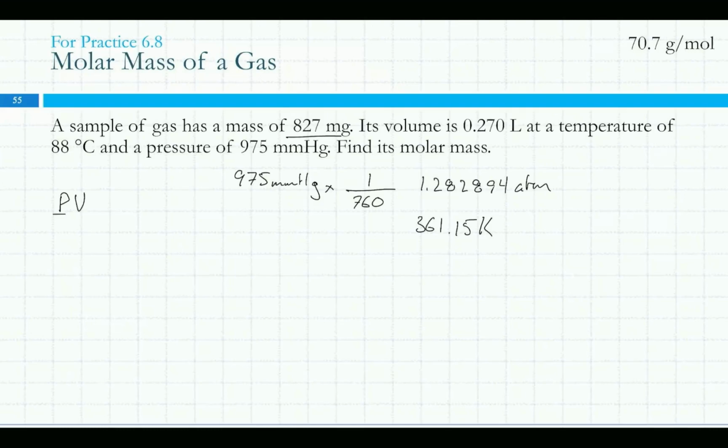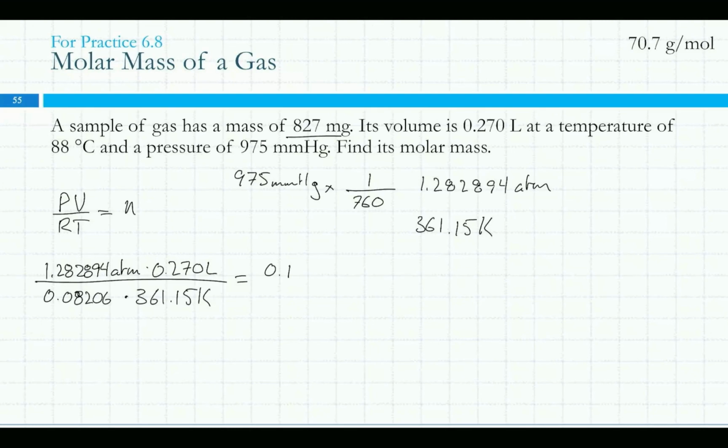And you can always rearrange the gas law equation before you plug numbers in. So this time I want to find n. 1.282894 atm times liters divided by R and temperature. So 0.116878 moles. But we want to find molar mass.